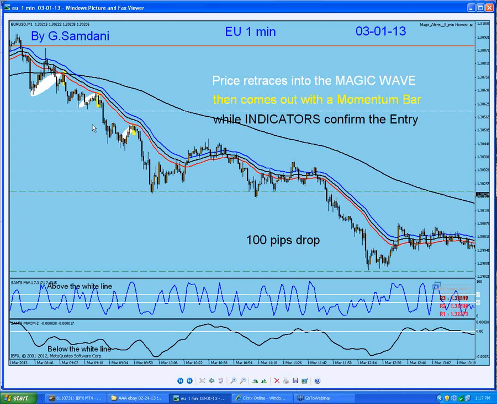Euro Yen, 465 pip drop from where? 4 hour trend line hit and drop. Simple. Okay, I just showed it to you. So this is how it works. And these SNR levels, trend lines, channels, they do really work, believe me or not. I mean, I just showed you, and if you want to learn, if you want to know, this is how I teach. This is what I teach in my webinars as well.